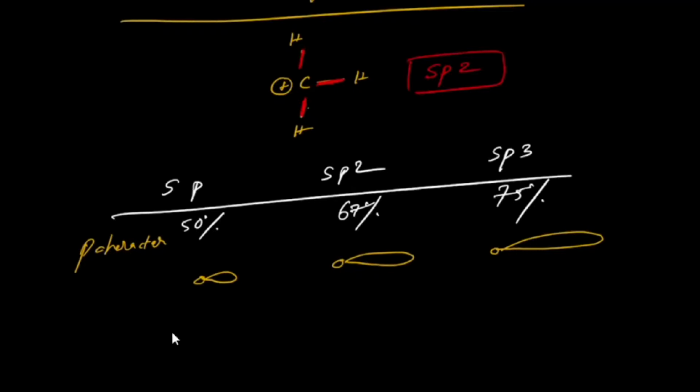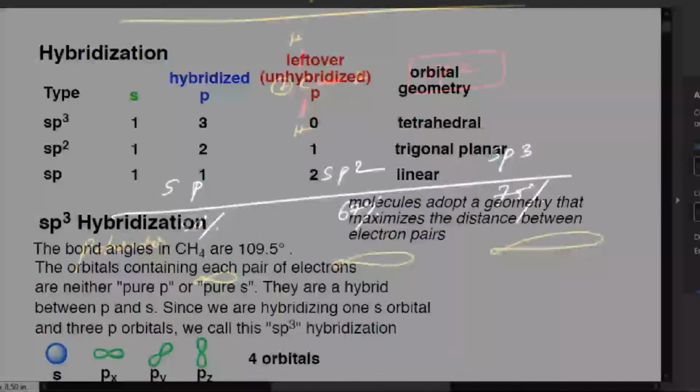Now, what did we study? We studied how to calculate formal charge. We studied how to calculate oxidation state. We studied how to calculate hybridization. Clear? Okay, fine. Now let me go back to the PDF. Let us see what we have in our PDF.